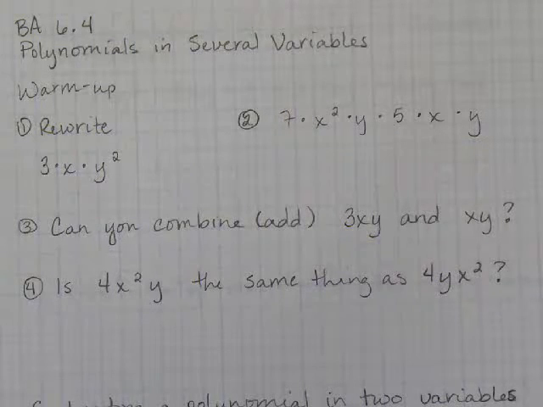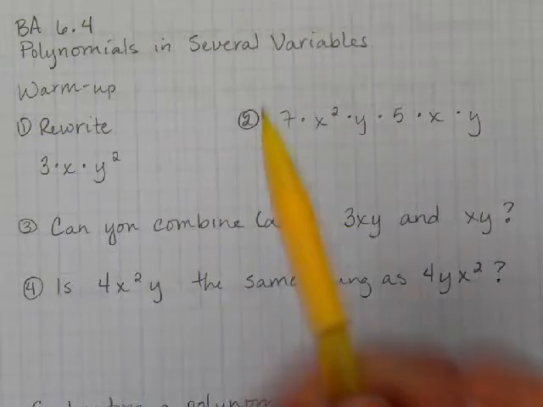We're getting into 6.4, which is dealing with polynomials with more than just x's. So x's and y's, or x's and m's, or m's and n's. So dealing with multiple variables. And a lot of people tend to get overwhelmed by that, but I want you guys to not freak out about it. So if I have 3 times x times y squared.